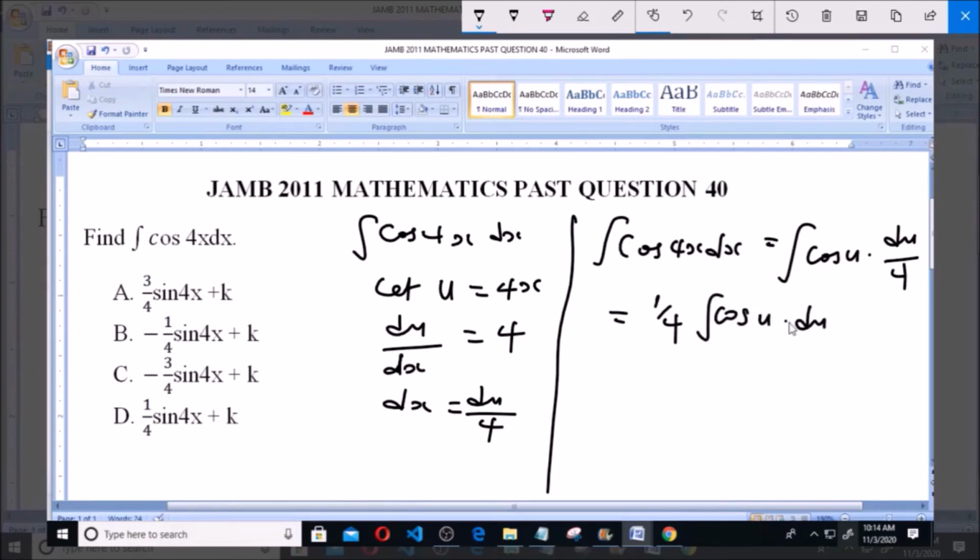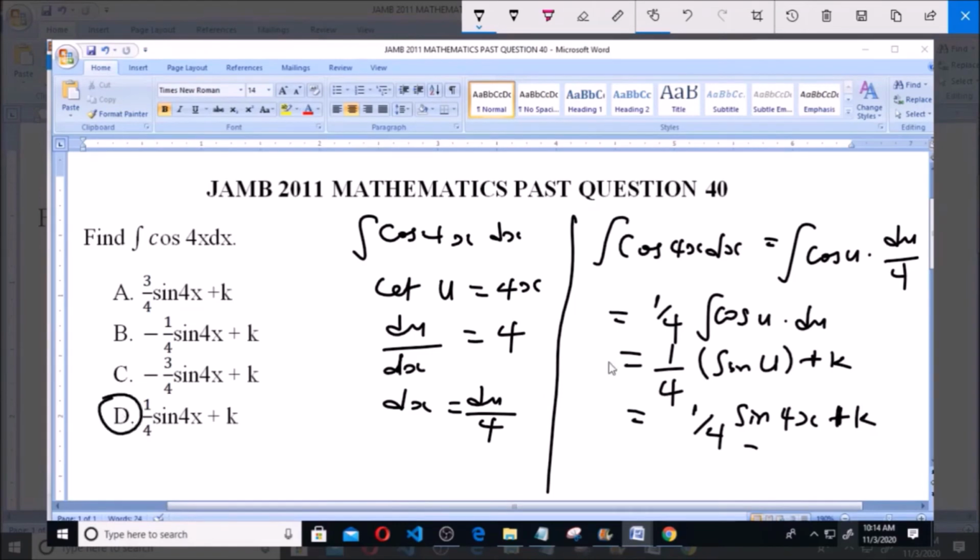Now this is equals to 1 all over 4 multiplied by, now the integral function of what? Cos u is equals to sine u. That's cos is equals to what? Sine. So we have sine u plus k, that's the constant. So this is equals to 1 all over 4. Now u is equals to 4x. So this is equals to 1 all over 4 sine 4x plus k. And this is the answer to this question, and that is what? Option D. 1 over 4 sine 4x plus k.